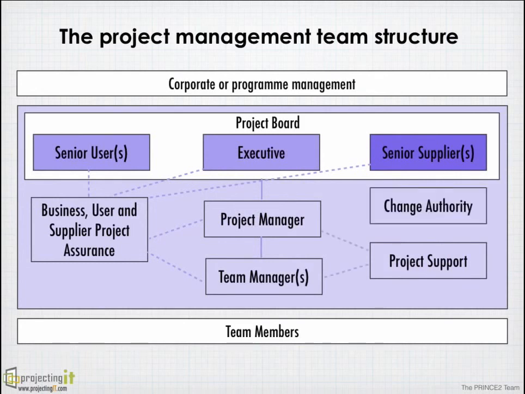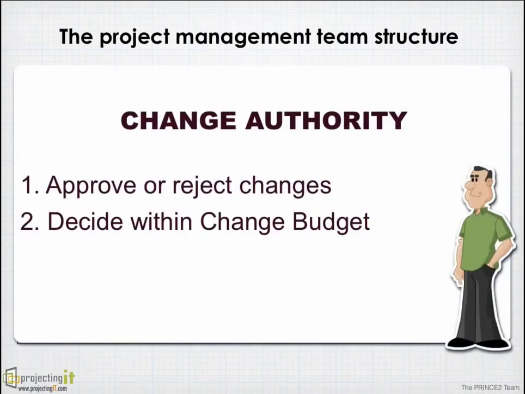And the final one is the change authority, popularly called the change control board or the change advisory board. The role of the change authority is to look at the changes that have been requested, look at the impact, and as long as they remain within the change budget, approve or reject them. The change authority represents the project board. It is possible that the project board themselves can take the role of change authority, or maybe the project manager can take it up to a certain extent. A change budget is provided to help them make this decision.